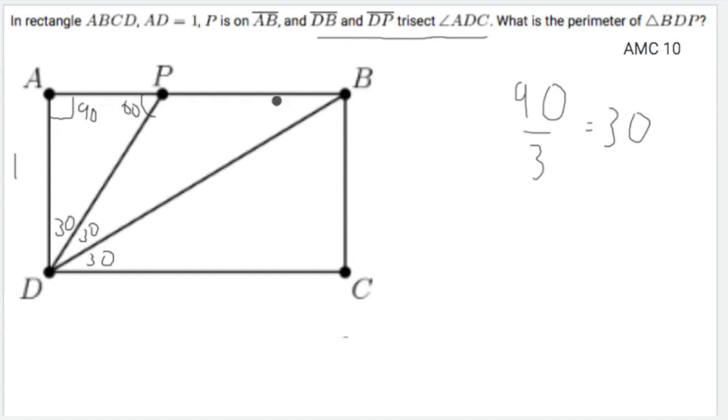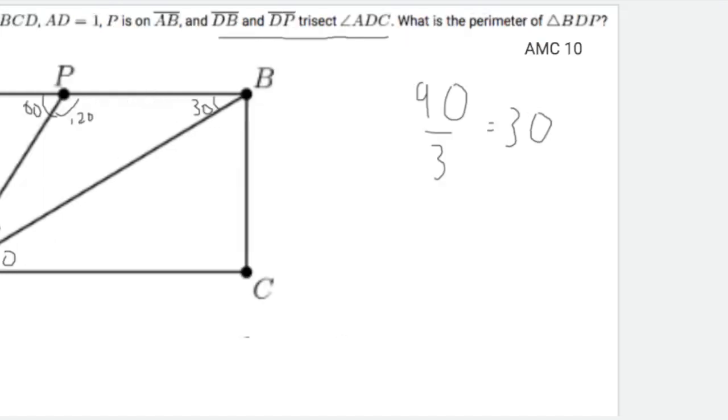What else do we know? We know that angle DPB is 120 degrees because 180 minus 60 is 120. What else do we know? We know that angle PBD is 30 degrees because 120 plus 30 is 150, and you still need 30 more to make 180. So this is also 30 degrees. But I still don't see what's happening. I mean, it can be confusing at first. But now let's clear it up.